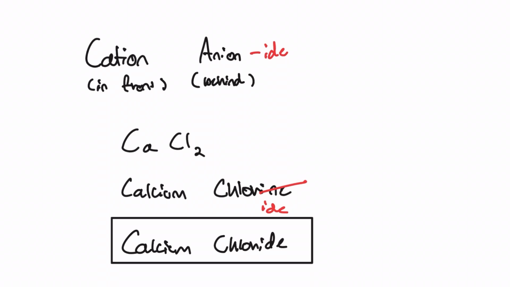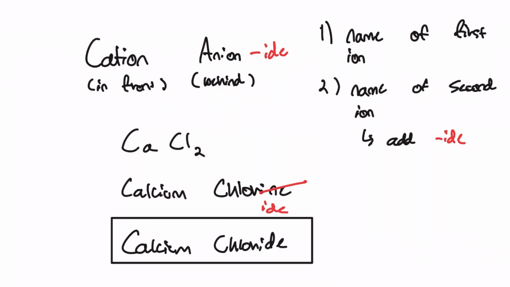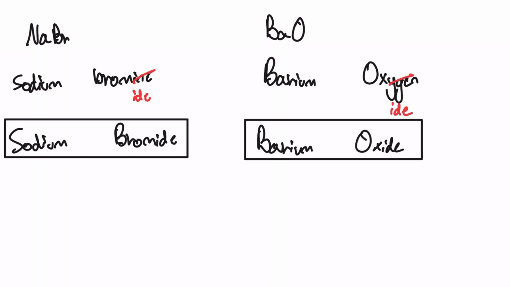And naming simple ionic compounds is literally just that simple. You just take the name of the first ion, the name of the second ion, and then you add "ide" at the end. To practice, try naming the chemical compounds NaBr and BaO. And as you should have seen, Na is the symbol for sodium, Br for bromine. We replace the "ine" and we get sodium bromide. Ba is the symbol for barium, O is the symbol for oxygen. We replace the "ygen" and we get barium oxide.